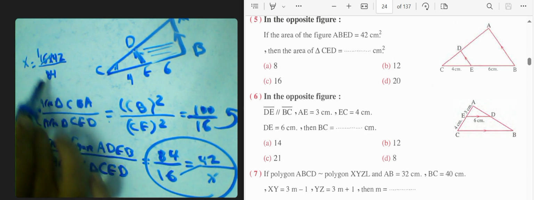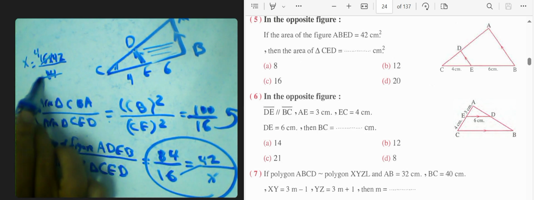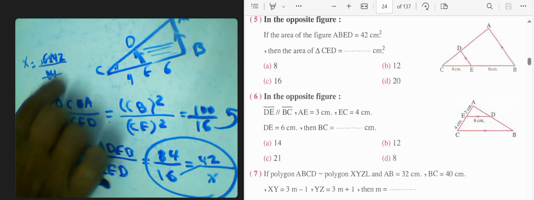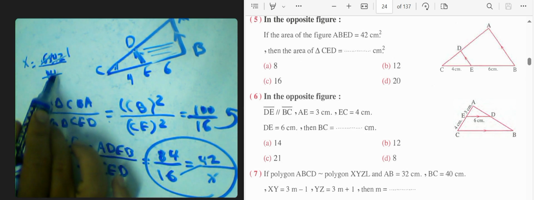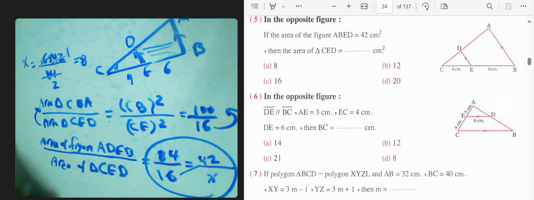We can divide it by 1. 16 can divide it by 4 equal 4. And 42 divided by 84 in one step. يعني ممكن نعمل divide هنا 42 تبقى 1 وهنا divided by 42 equal 2. 16 divided by 2 تطلع 8. Then the area of triangle it will be 8 square centimeter.